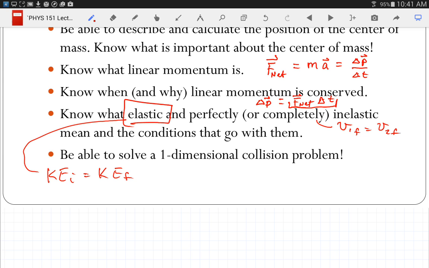So you need to be able to work collision problems, and I will work a collision problem in just a moment. There'll only be one-dimensional collision problems. I won't give you two-dimensional collision problems. If you can do a one-dimensional collision problem, then you should be able to do a two-dimensional collision problem. It just takes a lot more work. Yeah. Is it a two-dimensional collision where it's kind of like the billiard balls? Yes.